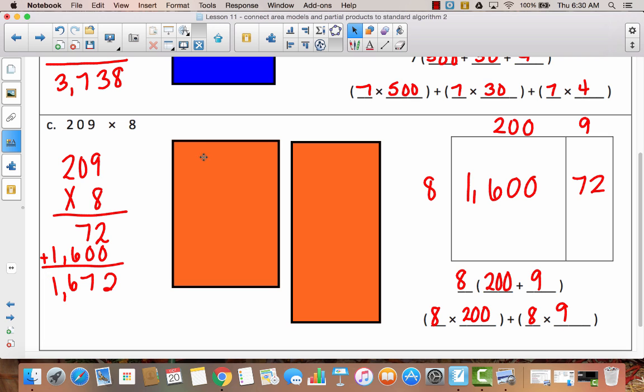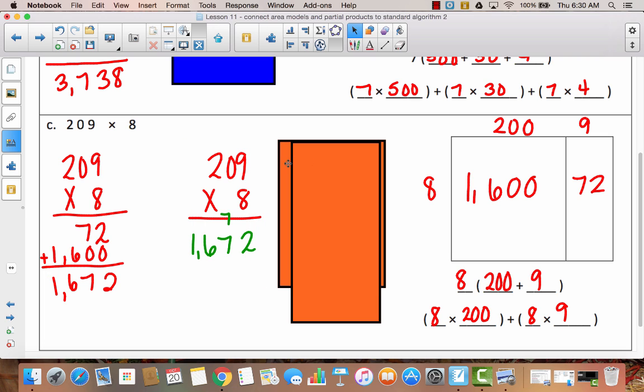Then I used the standard multiplication algorithm, and I had 9 times 8, which was 72, 0 times 8, which is 0, plus 7, which gave me 7, and 2 hundreds times 8, which gave me 16 hundreds. So I ended up with the same answer in both places.